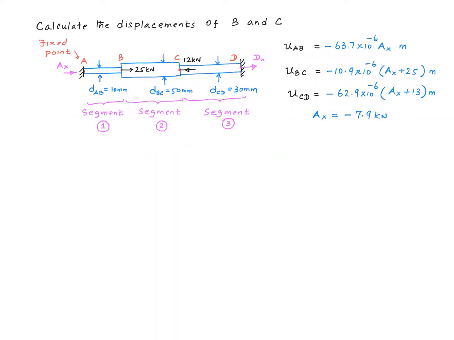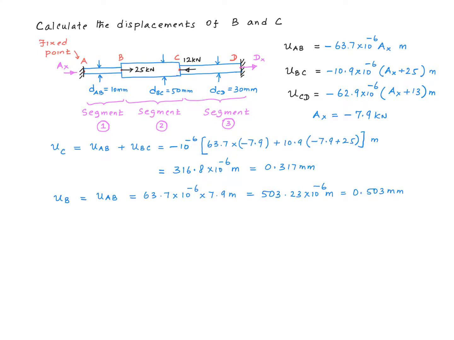Here's a summary of the results we got so far. Let's go ahead and calculate the displacements of the interior points B and C. Here are the details. The displacement of point C comes from the deformation of segment AB and segment BC. So you add the two and we get a value of 0.317 millimeters for that. And displacement of point B comes only from the deformation of segment AB. And that works out to be 0.503 millimeters.